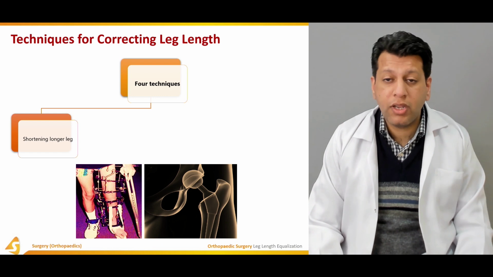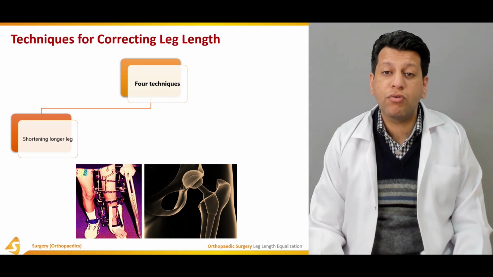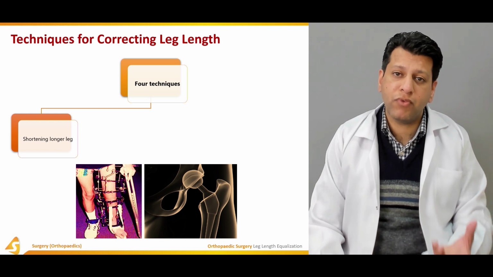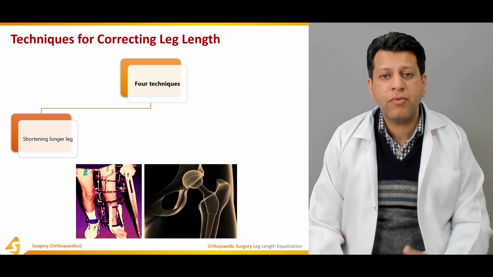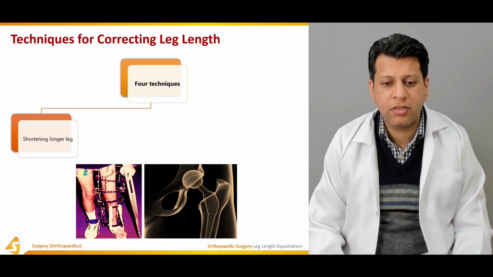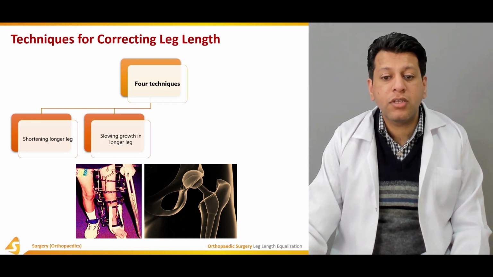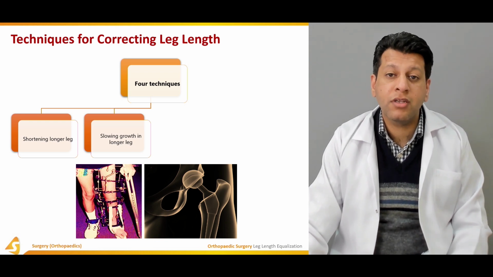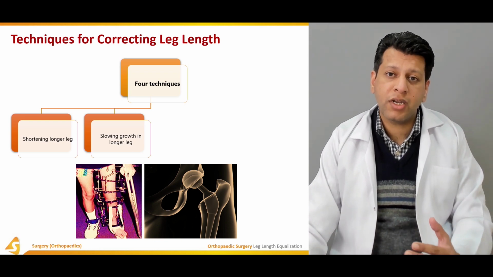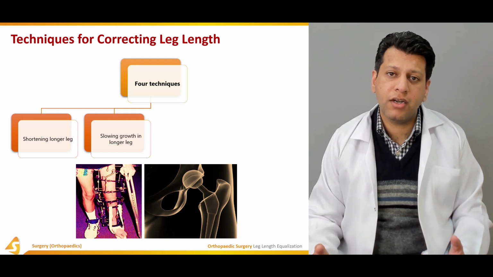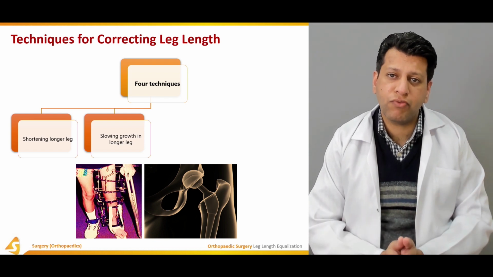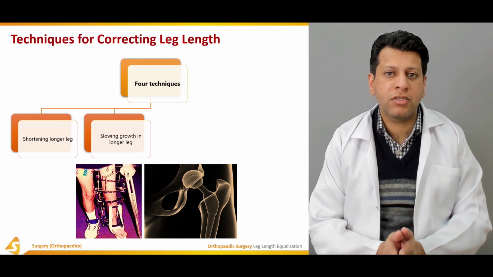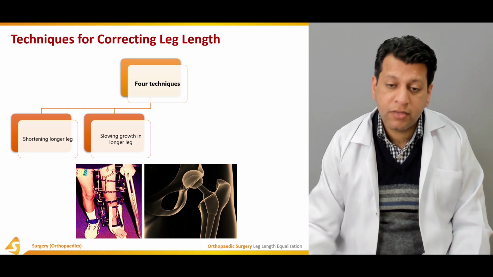But usually with 2 to 5 centimeters, we have to go for procedures which actually shorten the longer leg, which could be in form of osteotomy, or it could be in form of epiphysiodesis. Another process could be slowing the growth of the longer leg, that is in form of epiphysiodesis, in which the growth is retarded, so that eventually at adult stage, that is at 14 years for females and 16 years for males, there is minimal amount of leg length discrepancy which can be corrected later on.